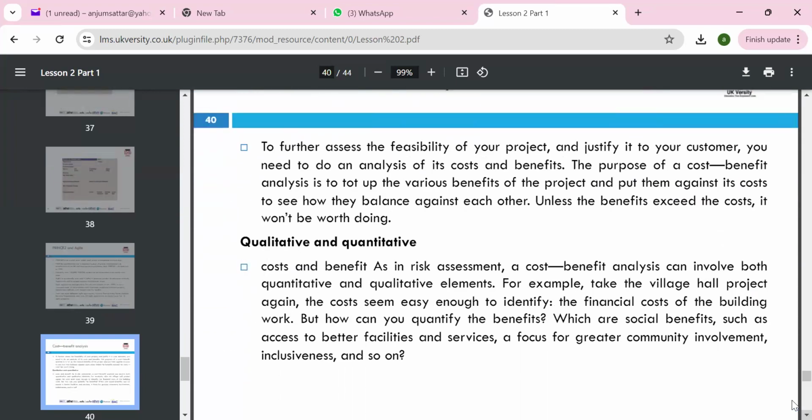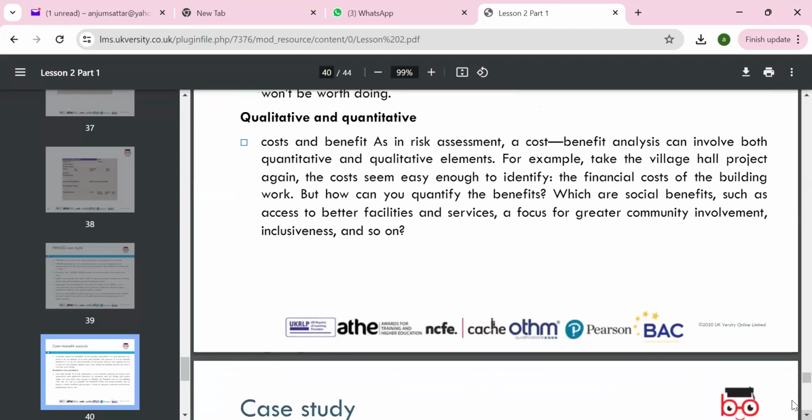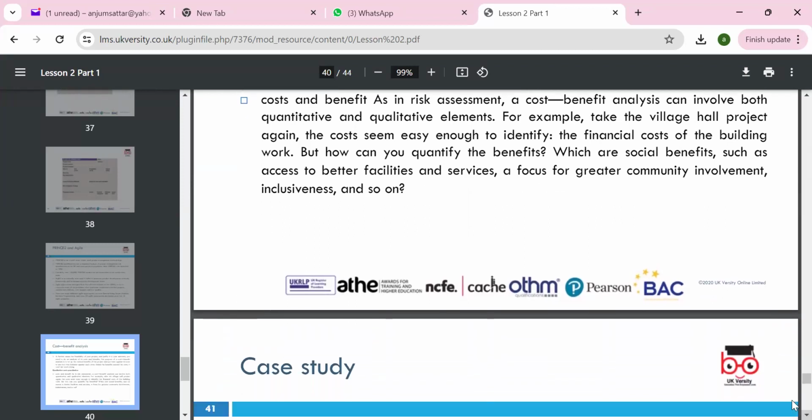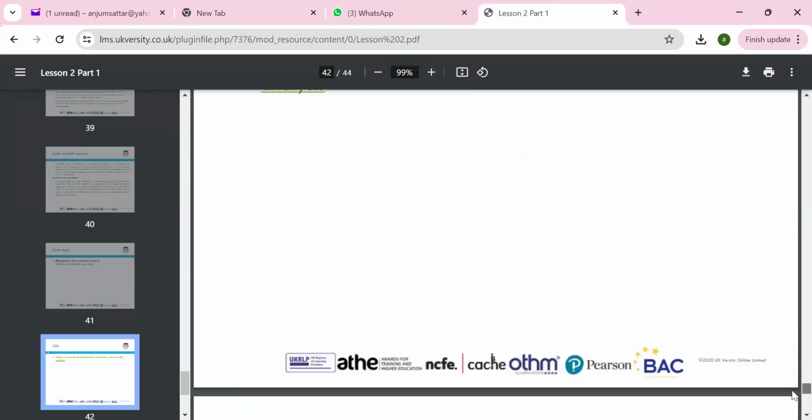Cost and benefit analysis further assesses the feasibility of your project and justifies it to your customer. Look at the benefits against the cost. We can look at qualitative and quantitative, the cost and the benefit, which is the risk assessment. Both we need to look at for the village hall project. Again, we can look at the social benefits, and we can do the case study we've been given: the Marks and Spencer store relocation. That was the project in Kendal, here in Lincolnshire, which is quite good to explore.